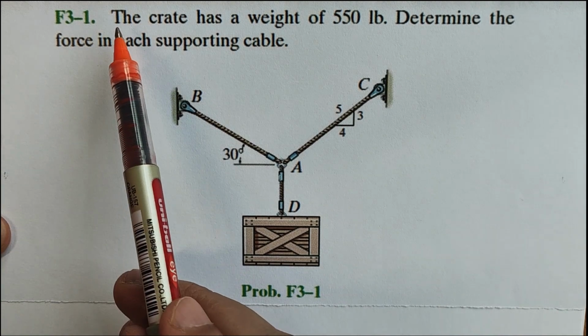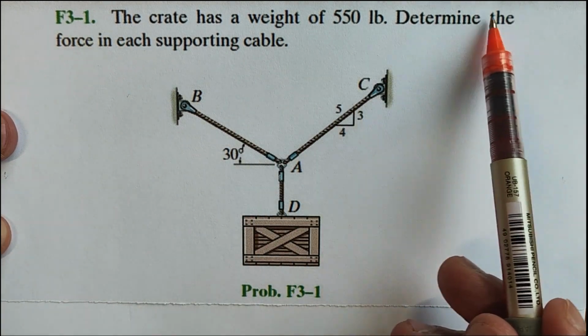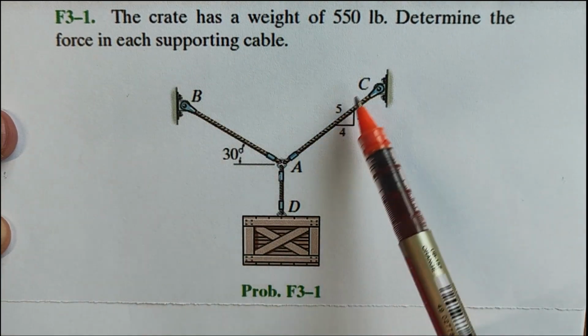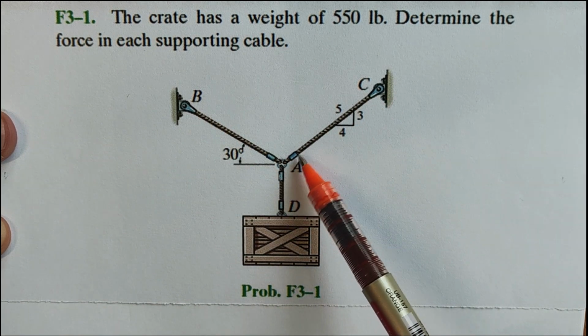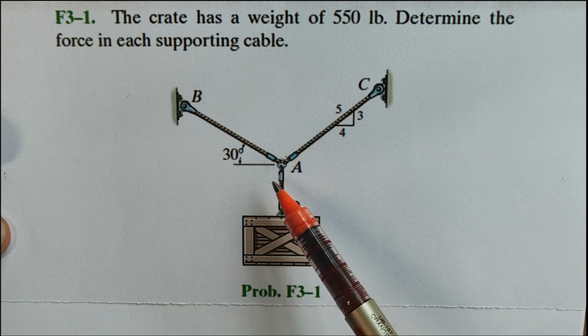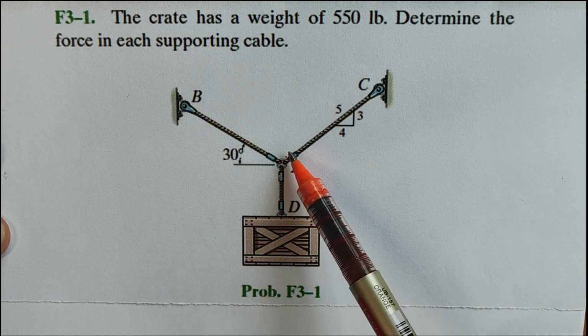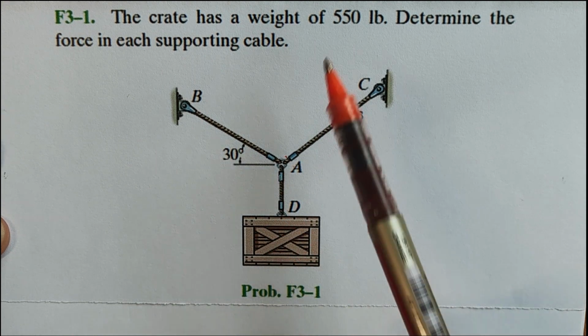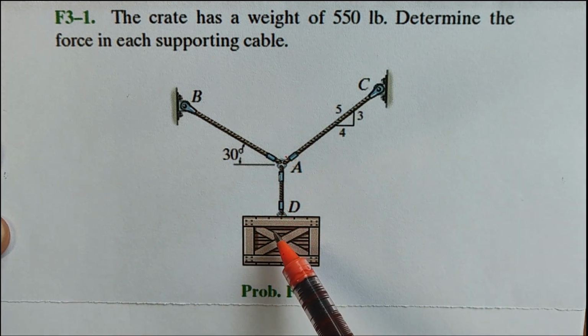The question here is asking us to determine the force in each supporting cable. So we have cables AC, AB, and AD. We have this crate in here. The weight of this crate, or the force applied, is 550 Newton.